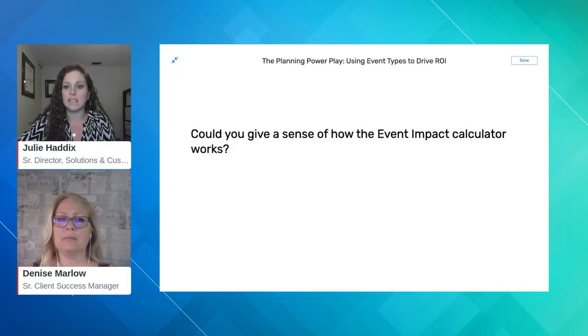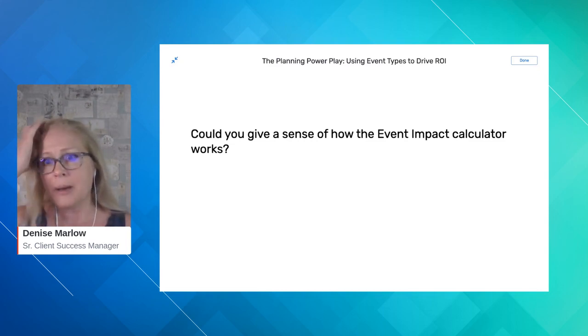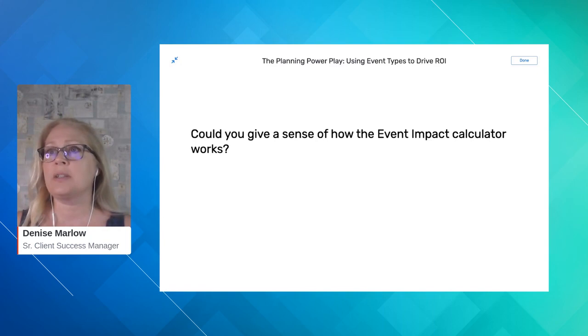Could you give a sense of how the event impact calculator works, Denise? Yep, I can definitely address that. I did not speak to this very much in the beginning of our presentation today, but my background is also from meeting planning through director of operations. So I'm very familiar with the pain of an operations team and the demands that are consistently coming at them. And Allie's now in a similar role to what I was a number of years back.